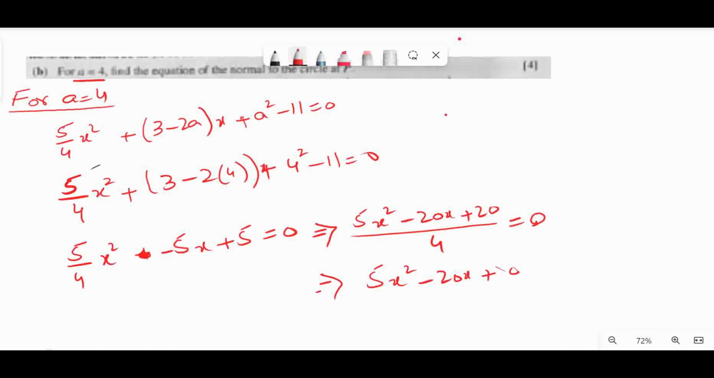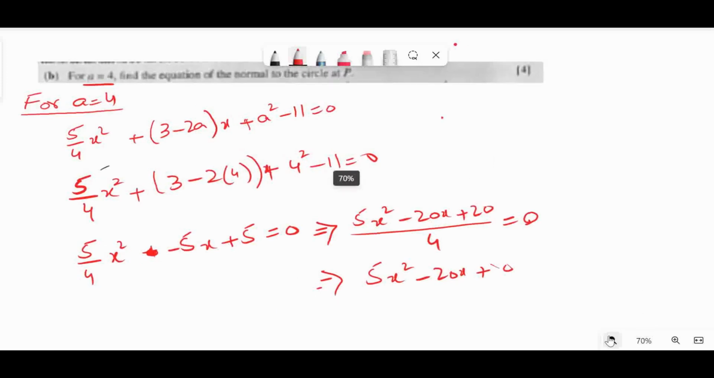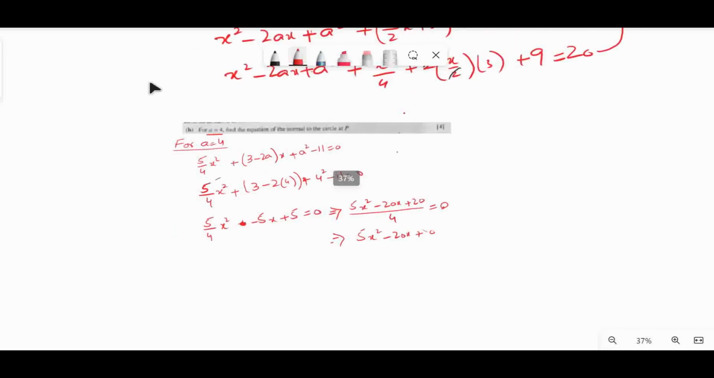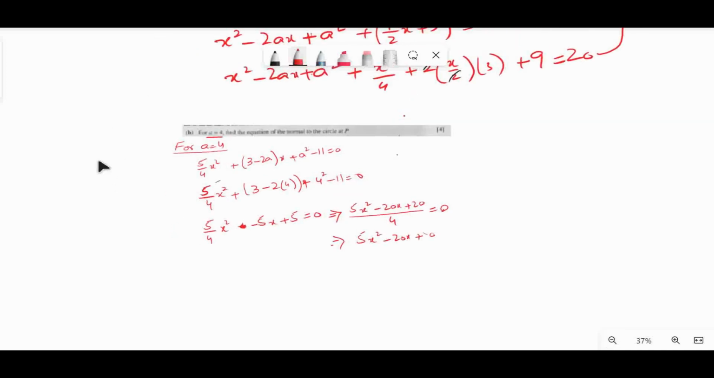Now we have to find the equation of the normal. For the equation of the normal we need the gradient. So what was the equation of the circle? From the equation of the circle we can see what the center of the circle is.